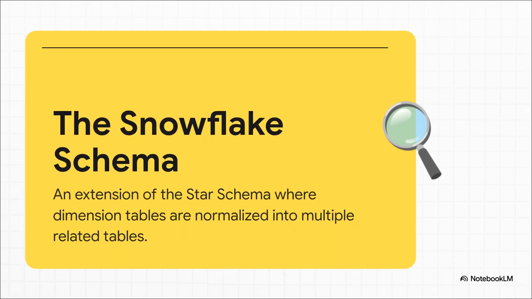And if you want to take that idea one step further, you get the Snowflake schema. This model breaks down those dimension tables even more. So for example, a single product dimension might get split into product category, brand, and supplier. The whole goal here is to get rid of every last bit of redundancy, which makes it incredibly efficient with storage space.